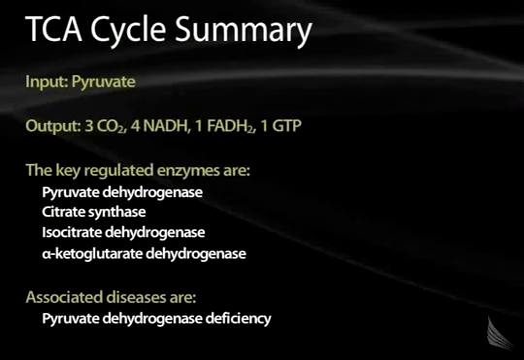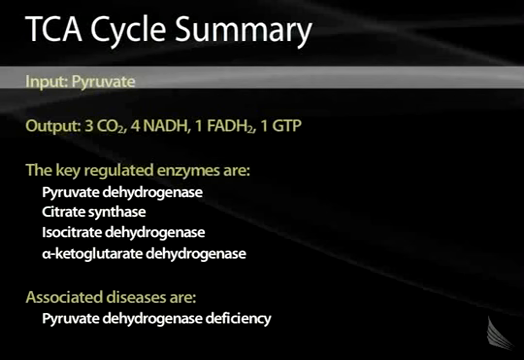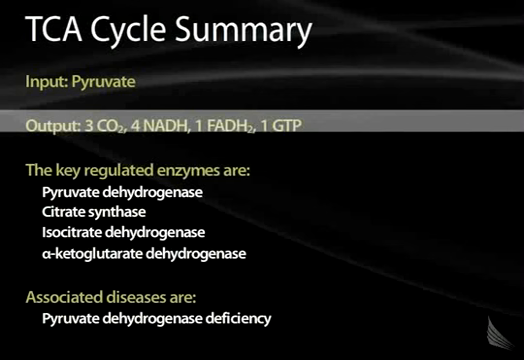So here's a summary of the TCA cycle. We start with a molecule of pyruvate, and we produce 3 molecules of carbon dioxide. One of those is produced by pyruvate dehydrogenase. The other 2 are produced in the TCA cycle proper. We produce 4 molecules of NADH, again, one of those by pyruvate dehydrogenase, the other 3 by the TCA cycle proper, a molecule of FADH2 and a molecule of GTP, both produced by the TCA cycle.